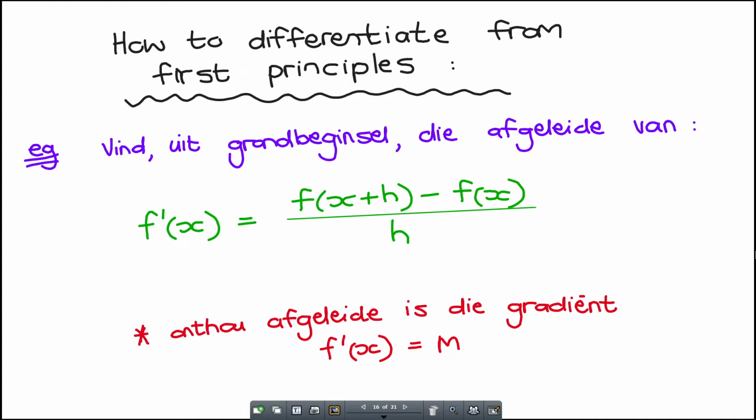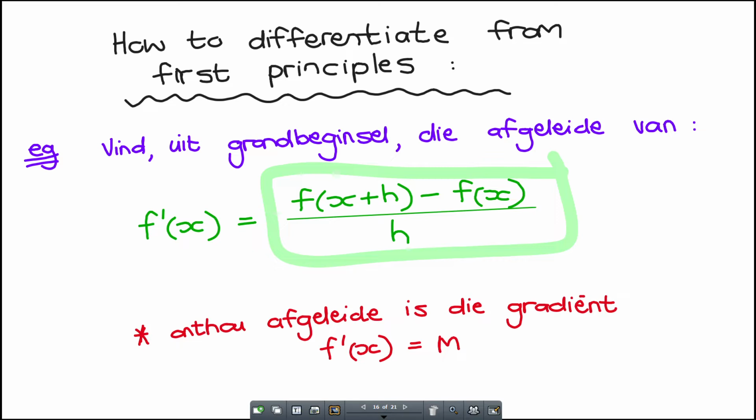Okay. Vind uit grondbeginsels die afgeleide van. So from first principles, I want you to get the derivative. So this is now the longer method. Nee? Now there's a formula and you'll see I wrote it down. That means derivative. Nee? Sodra jy daai klein kommaatjie sien, dan weet jy mos hulle soek afgeleide. Nee? So derivative is equal to f(x + h) minus f(x) and all of that over h.